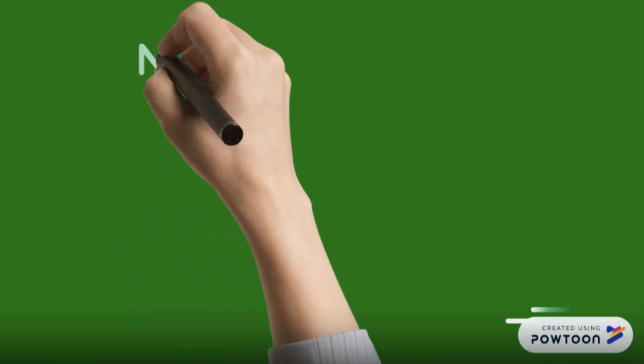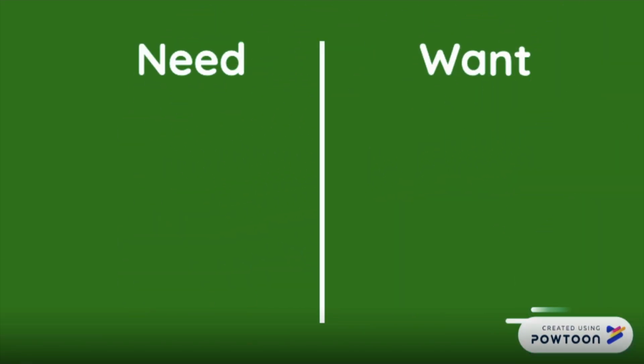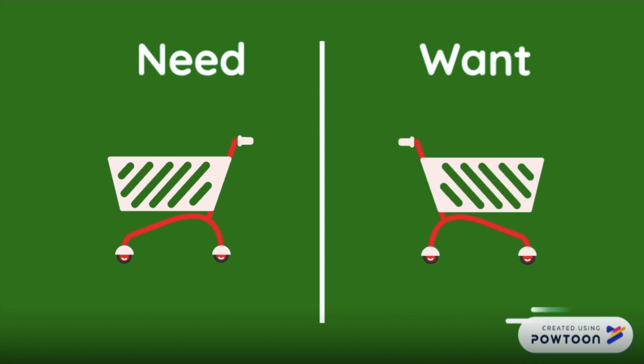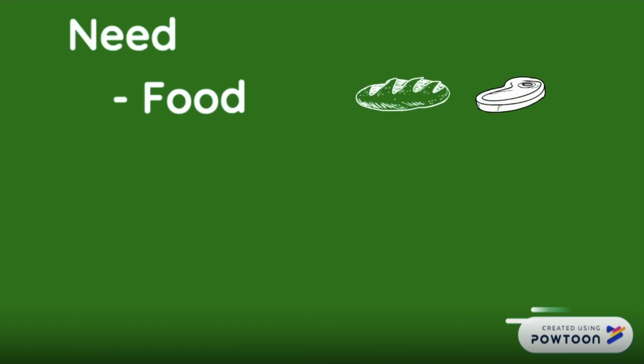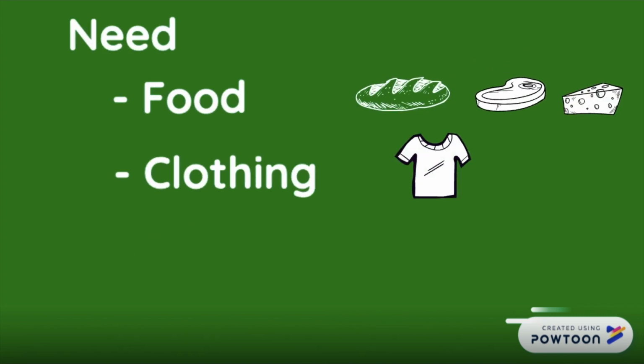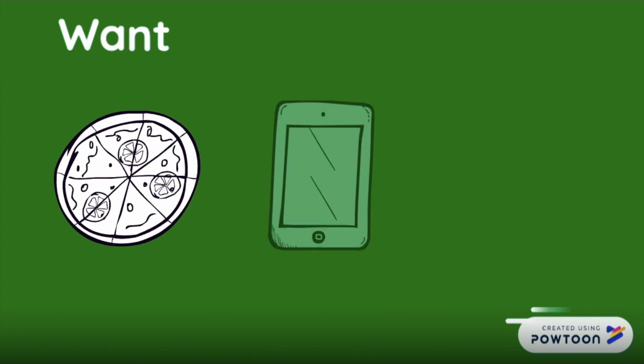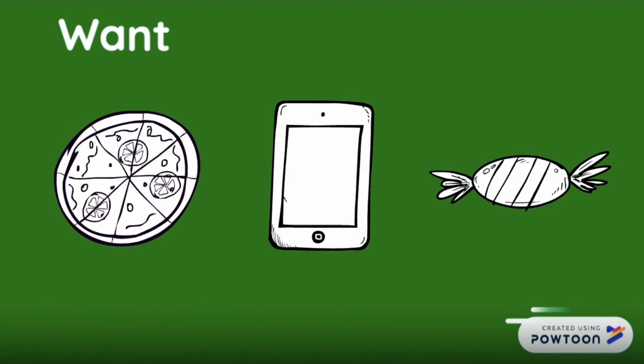First, we need to recognize the differences between need and want. Need is something you must have to survive, and want is something that is nice to have. We need food, clothing, or shelter. But we want pizza, tablets, or candies.